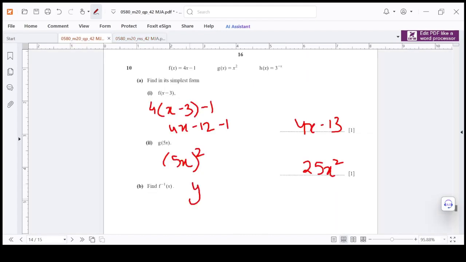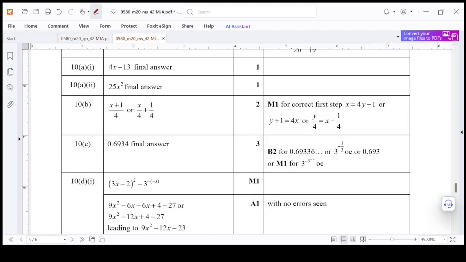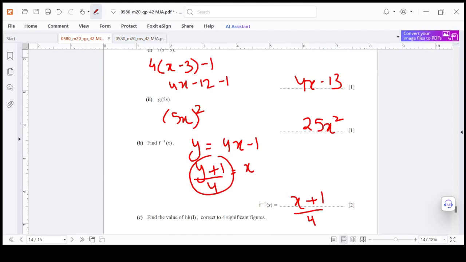Find f inverse of x. For that you write y equals f(x), which is 4x minus 1. You make x the subject. (y plus 1) upon 4 equals x. This side is your answer, only that y will be replaced with x. So (x plus 1) over 4 should be the answer, which it is.